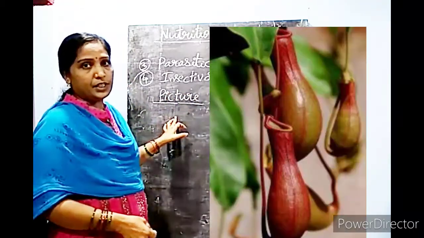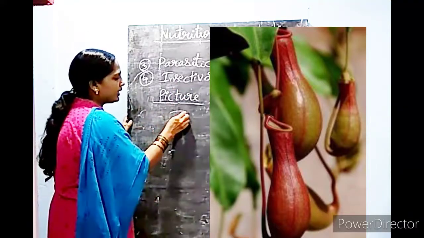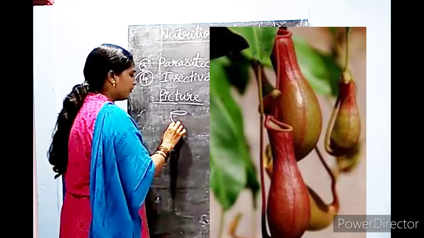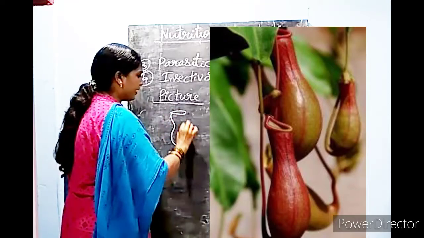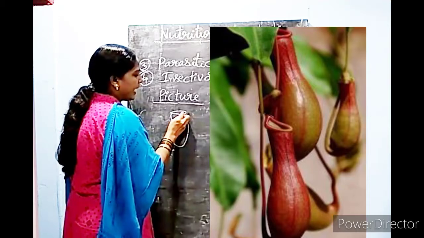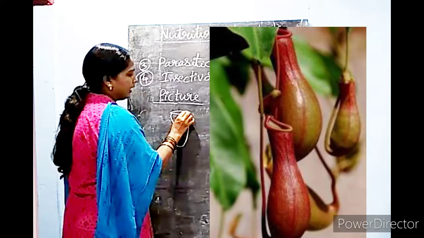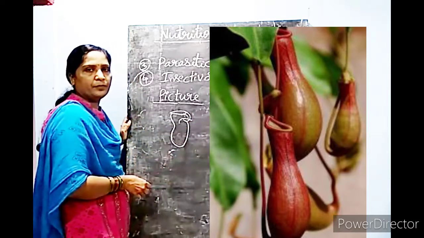Pitcher plant is one of the examples of an insectivorous plant. It looks like a vase, a flower vase. And here a cap will be; whenever the insect comes inside, it gets closed.